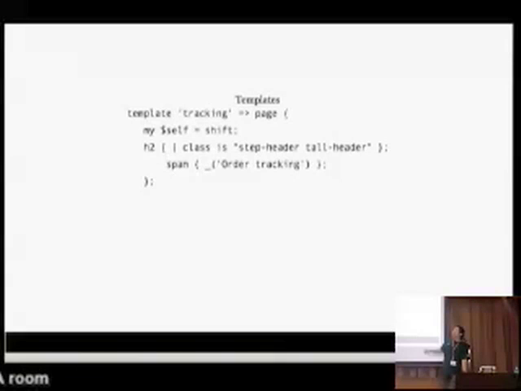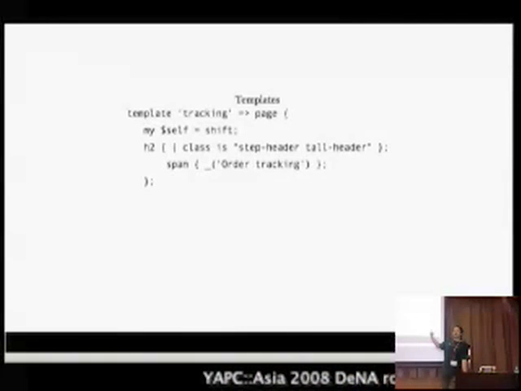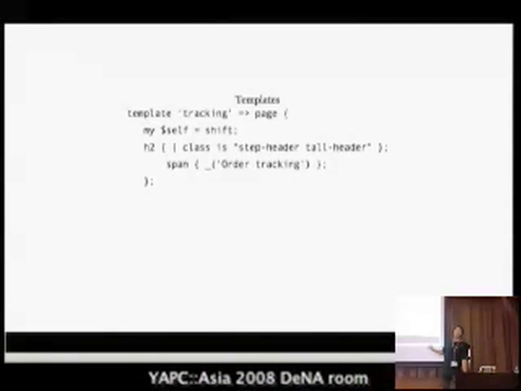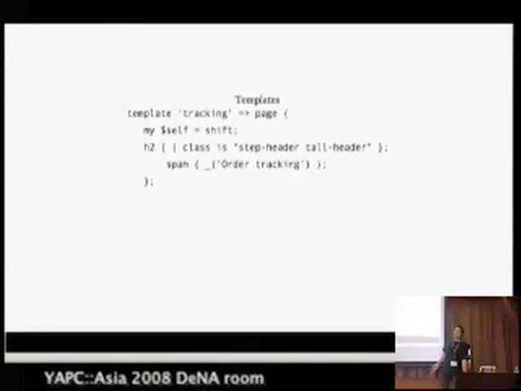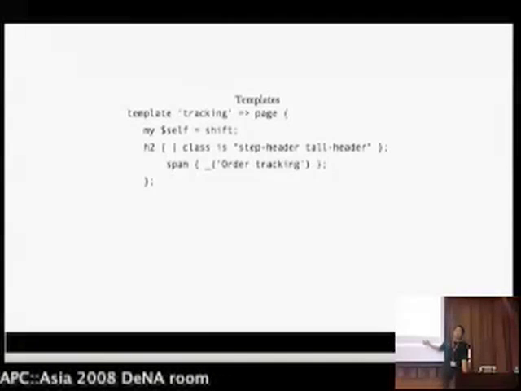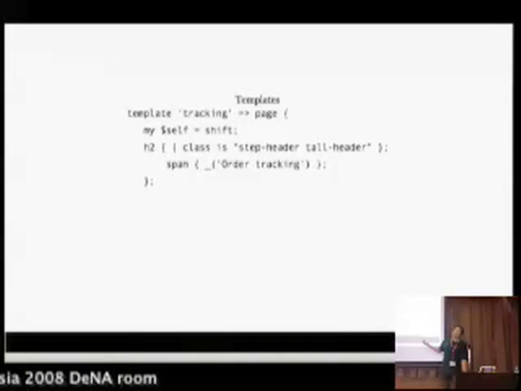And furthermore, as you can see, the first line is my $self equals shift. So you can actually subclass your templates. Okay? So for example, this is order viewing for customers. You can subclass it to order viewing for staff or whatever in a different class. And you can reuse all the logic in different templates, just subclass and override certain bits of it.